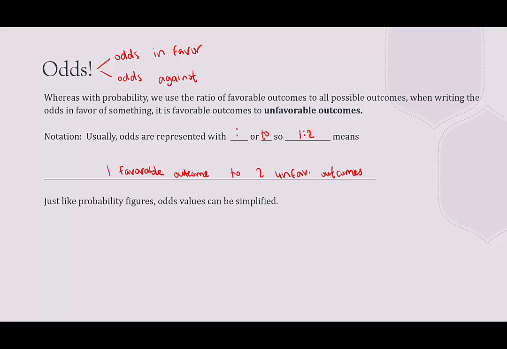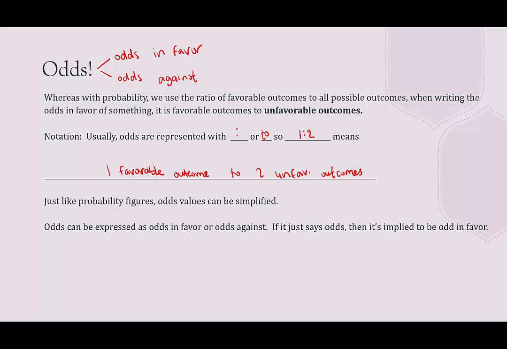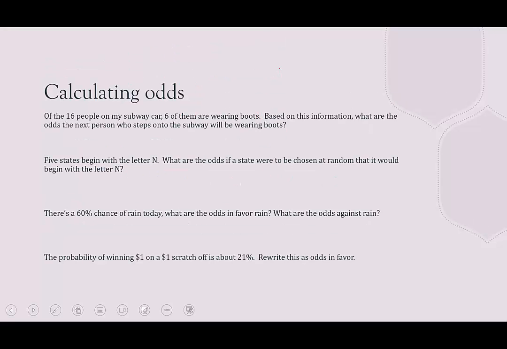Just like probability figures, odds values can be simplified. Odds can be expressed as odds in favor or odds against. If it just says odds, then it's implied to be odds in favor. And if it's odds in favor, we would do favorable outcomes to unfavorable outcomes. And if it's odds against, we would put the unfavorable outcomes first and the favorable outcomes second. Let's look at a bunch of examples. I always encourage you to pause the video and see how you do.